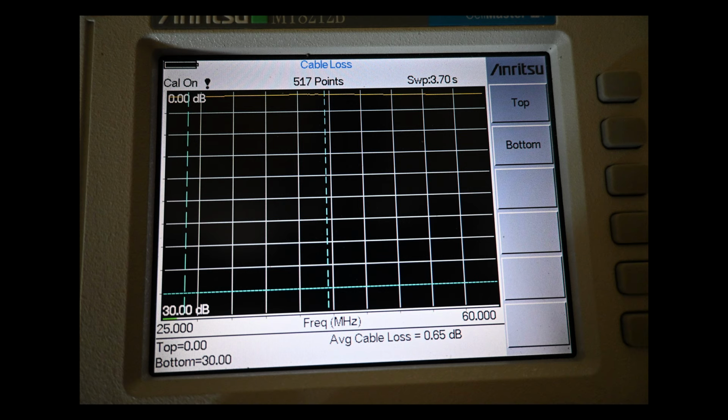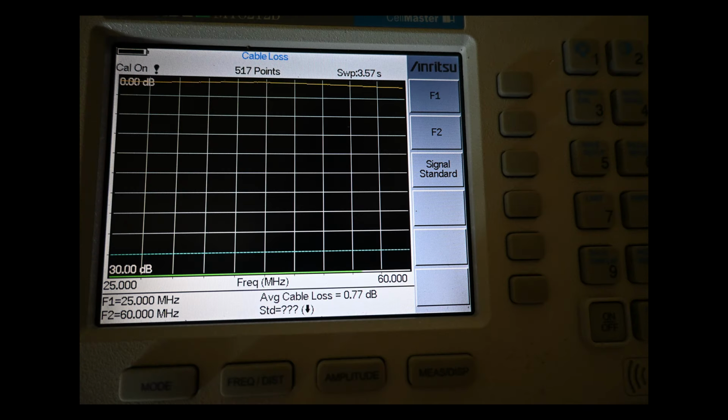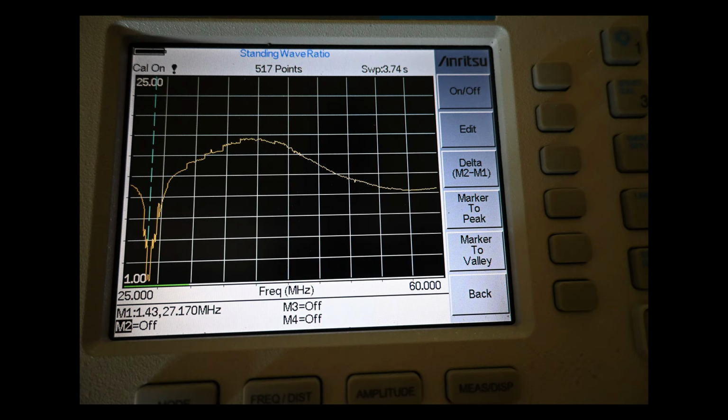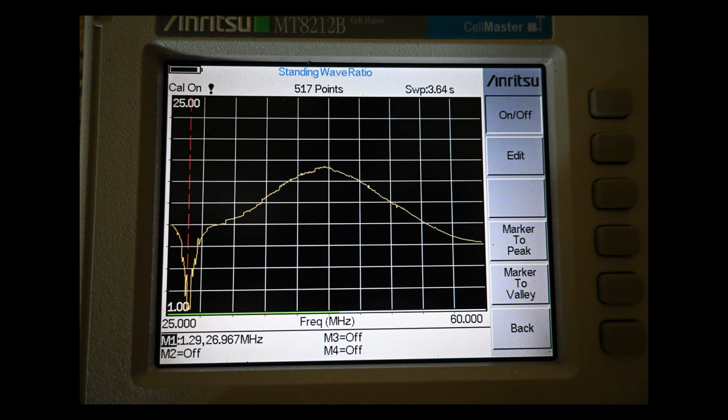Both of the included mag mounts for the antenna whips have 10 feet of RG174 size coax feeding them. The Mayday 1 mount exhibits 0.5 dB of loss, correcting for our adapter. The Mayday 2's mount exhibits 0.67 dB of loss after correcting for our adapter. The Mayday 1's antenna on the mount displays an SWR of 1.43 to 1 at 27.170 MHz, and the Mayday 2's antenna on the mount displays an SWR of 1.29 to 1 at 26.967 MHz.